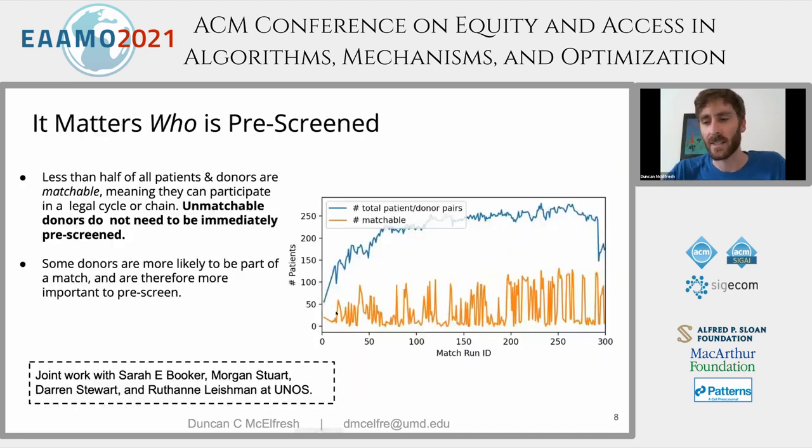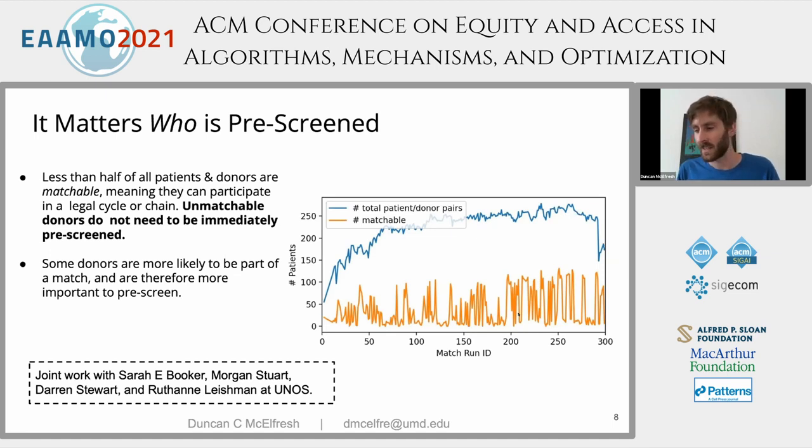I just want to motivate why it's important to choose which transplants are pre-screened. This is some work we did with UNOS, looking at data for all of their past match runs. We found by looking at historical data that less than half of patients and donors who are medically compatible with each other can actually be matched via exchange. For example, this blue line at the top here is the number of patient-donor pairs in each exchange, and the yellow line at the bottom is the number who can actually be matched via exchange. So it's usually less than even a third. It's a very small fraction of patients who participate in exchange who can actually be matched.